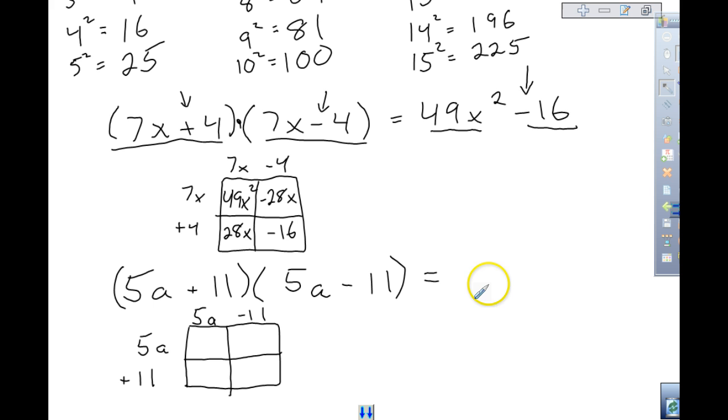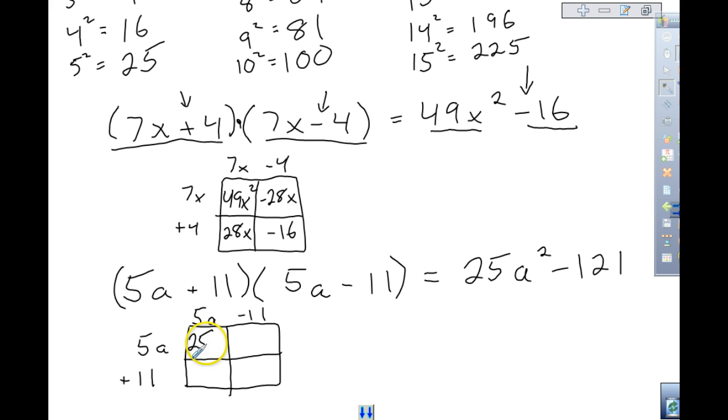So, did anybody have a prediction what this answer is going to be? Oh, 25 squared. 100 and? Oh, 21. 21. Very good. And we can verify that here.